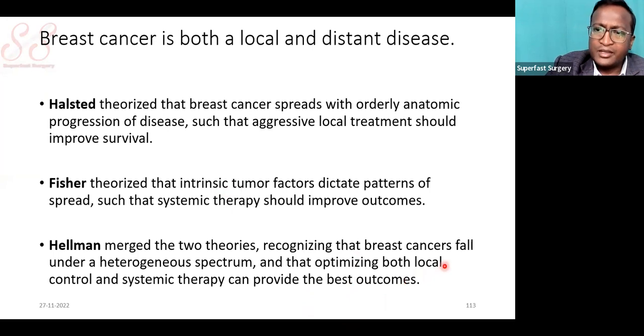So in the modern era, breast cancer treatment includes local and regional approaches. Local means surgery and radiation therapy. And for systemic, we give chemotherapy.